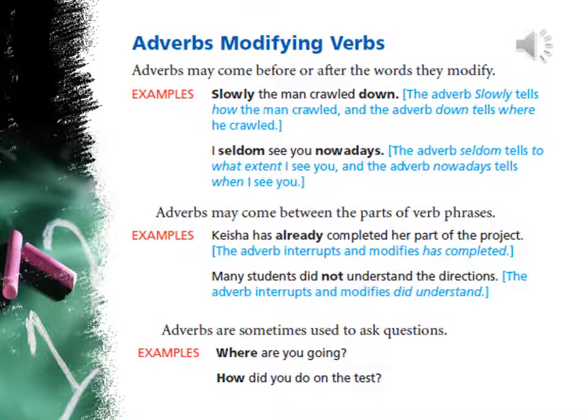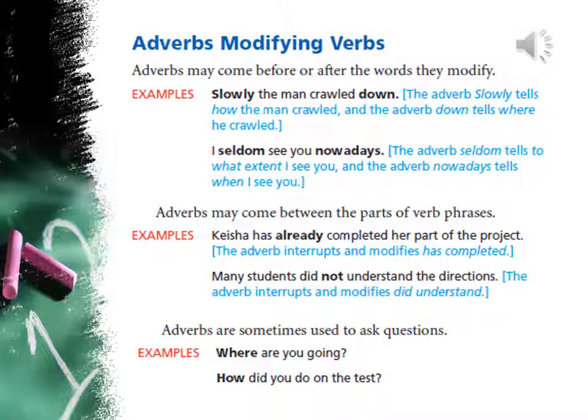We know that adverbs modify verbs, but adverbs may come before or after the words they modify. And this happens a lot with adverbs. For example, slowly the man crawled down. The adverb slowly tells how the man crawled, and the adverb down tells where he crawled. You may have noticed also that there are two adverbs here, both modifying the same verb. The second example does the same thing. I seldom see you nowadays. The adverb seldom tells to what extent I see you, and the adverb nowadays tells when I see you.